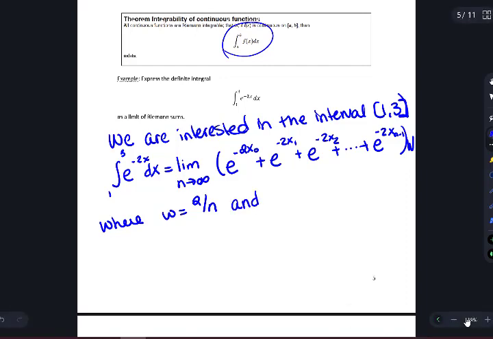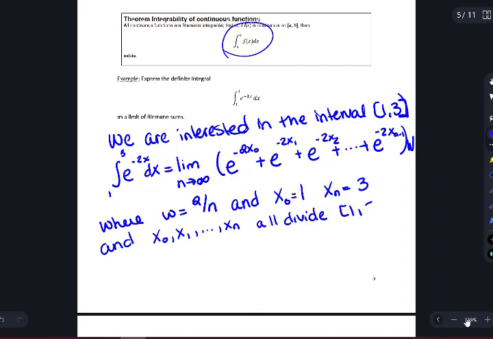And we know that the starting point of the interval is equal to 1, and the end point is equal to 3. And all of those points that we're going to be interested in, and again, we're listing them as arbitrary points right now, because we're going to break it into n, and n is going to go to infinity. But all of those points are going to divide the interval from 1 to 3, square bracket there, into n even subintervals of width w.